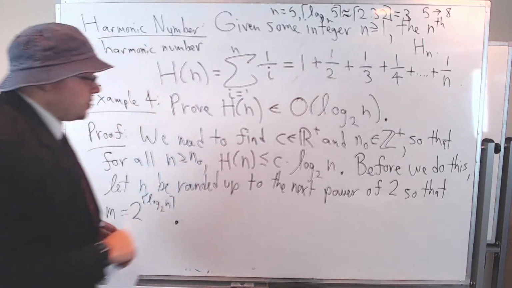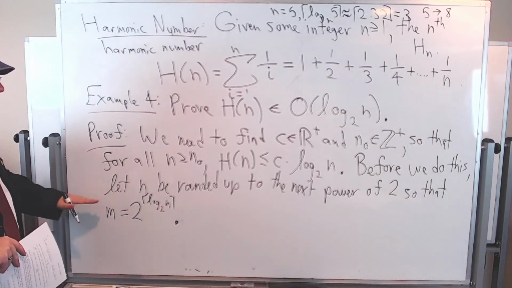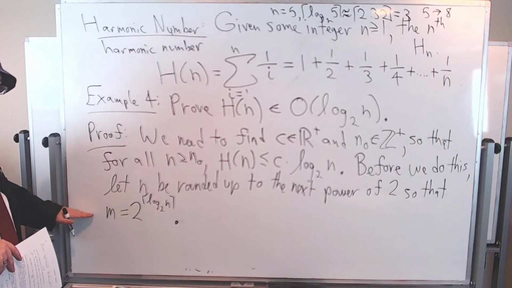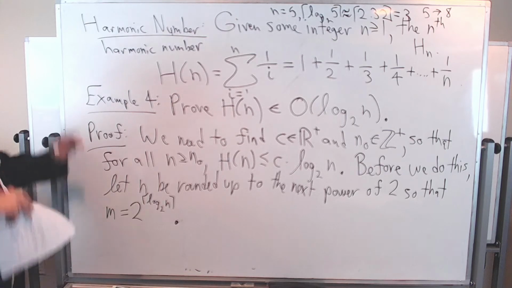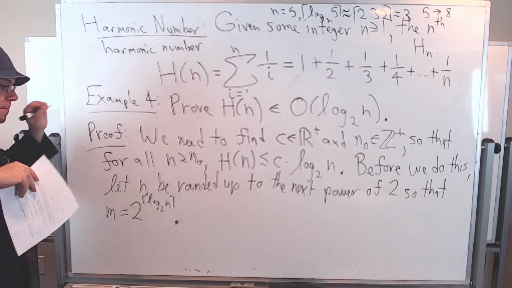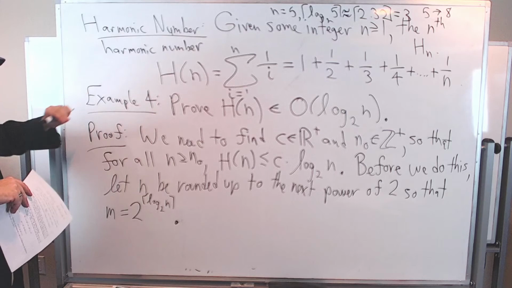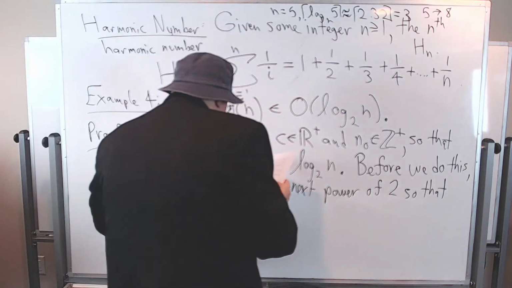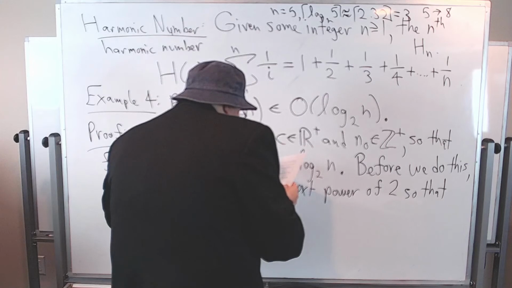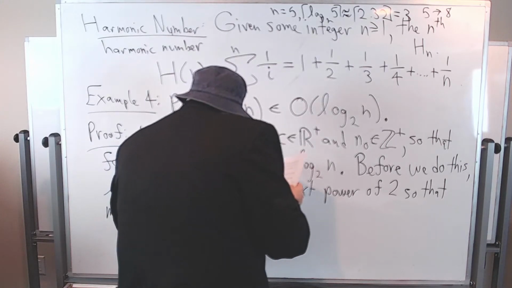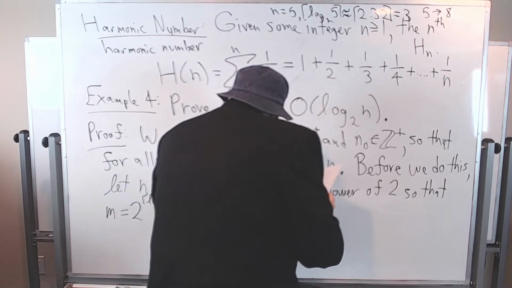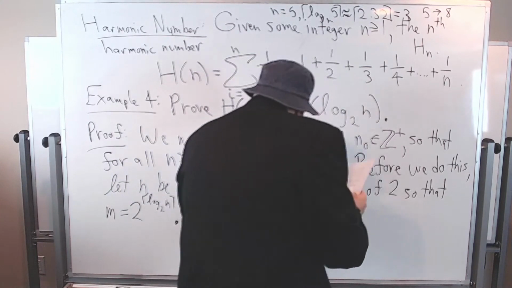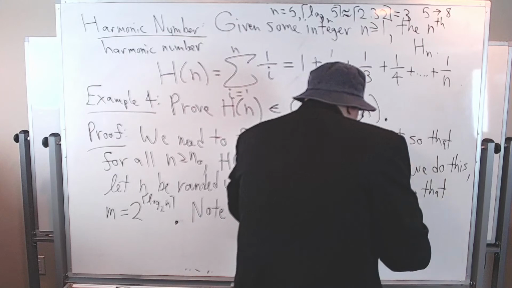Now, I want you to observe something really important. Either we got a power of 2 on our hands, or we round up the number to the next power of 2, which means m is what in relation to n? What is it? I'm going to say it here. Note that n is less than or equal to m.